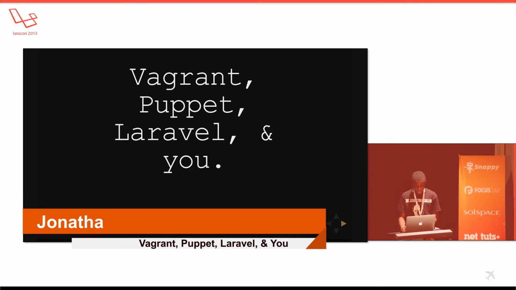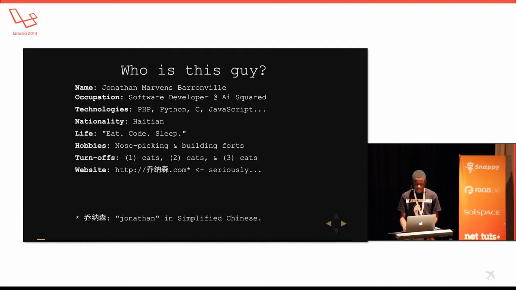Who am I? Again, I'm Jonathan, and I am a software developer at AI Squared. It's a company that builds software for visually impaired and blind people. I work with many technologies, but for the most part, it's PHP, Python, C, JavaScript, and it just goes on. I'm Haitian, and as you can see, all I do is eat, code, and sleep. I really hate cats, and this is my website.